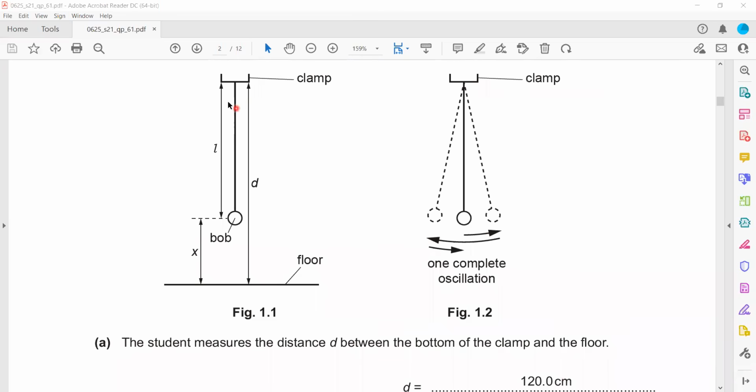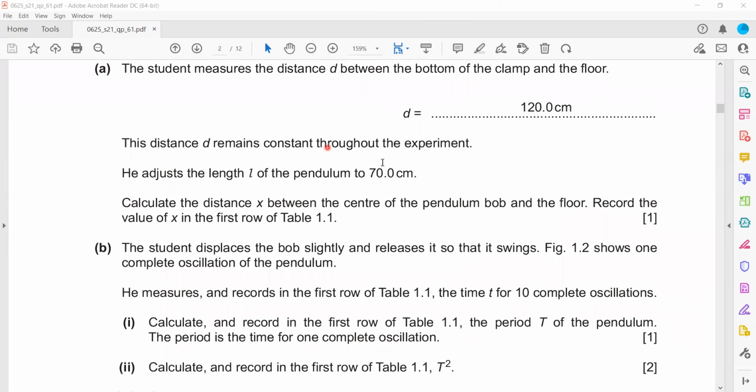So what is the length of a pendulum? The sphere is called a bob. The distance from the center of mass of the bob to the point where we attach the string is called the length of a pendulum, denoted by L. And he adjusted that to be 70.